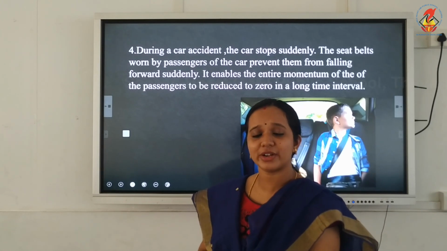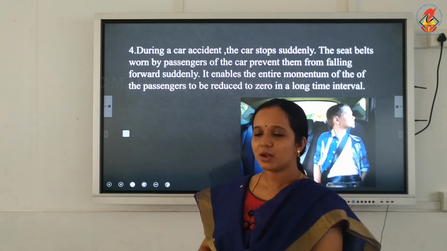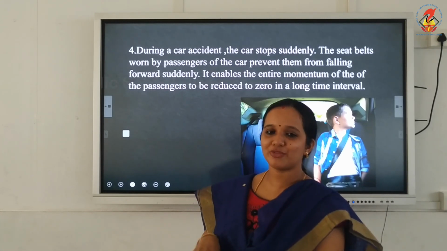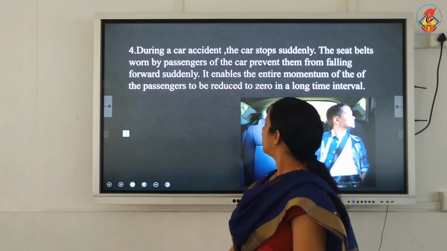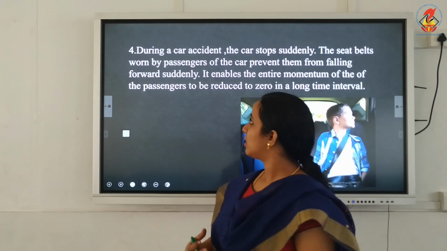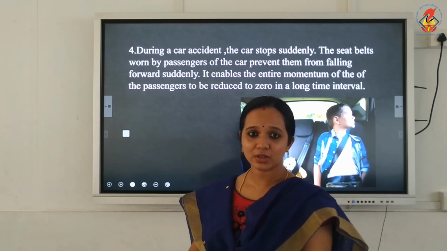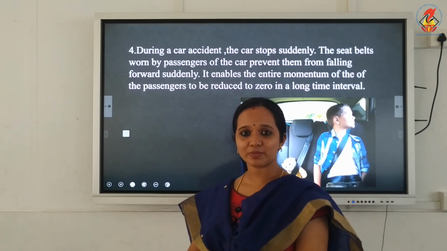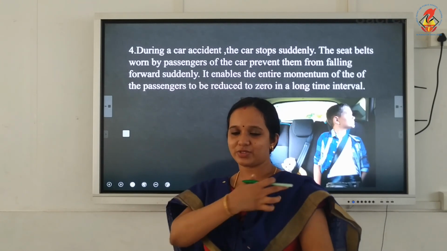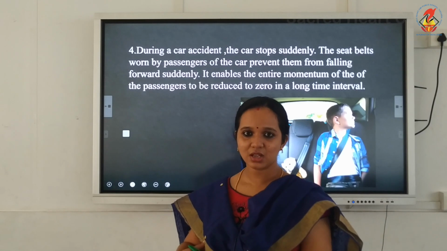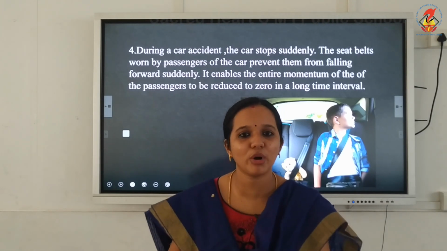This example was already discussed when we dealt with the applications of inertia. Now let us see what is the relationship of this example with Newton's second law. Again, during a car accident, when the car stops suddenly, the seat belt will increase the time of collision, because since we are wearing a seat belt, it increases the time of forward motion.